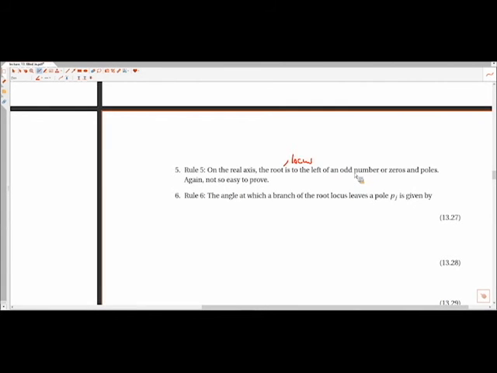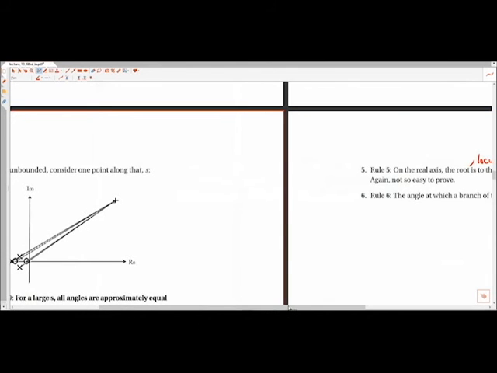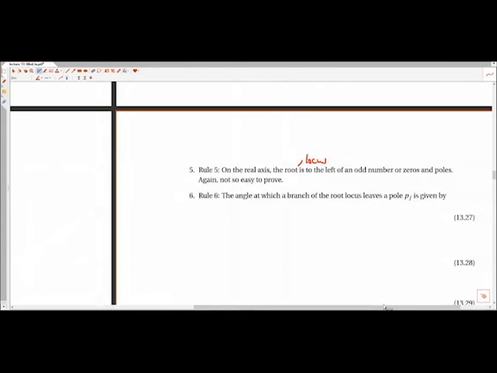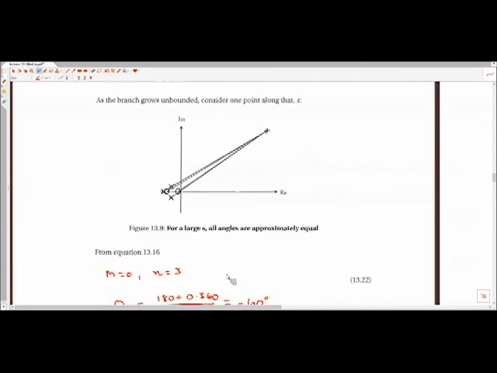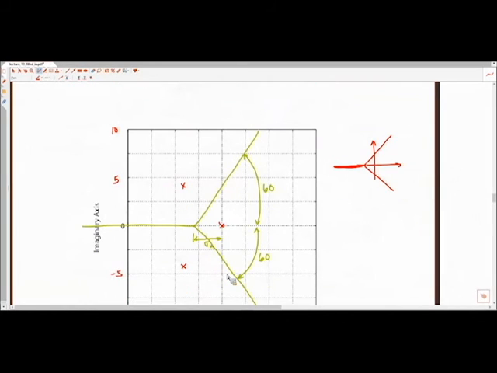This one's not too easy to prove. The other ones have proofs associated with them. But let's talk about how this is actually manifest in terms of drawing these. Okay, so on the real axis, the root locus is to the left of an odd number of poles and zeros. The way I find easiest to plot this is I just start from the right, and then I work myself to the left.